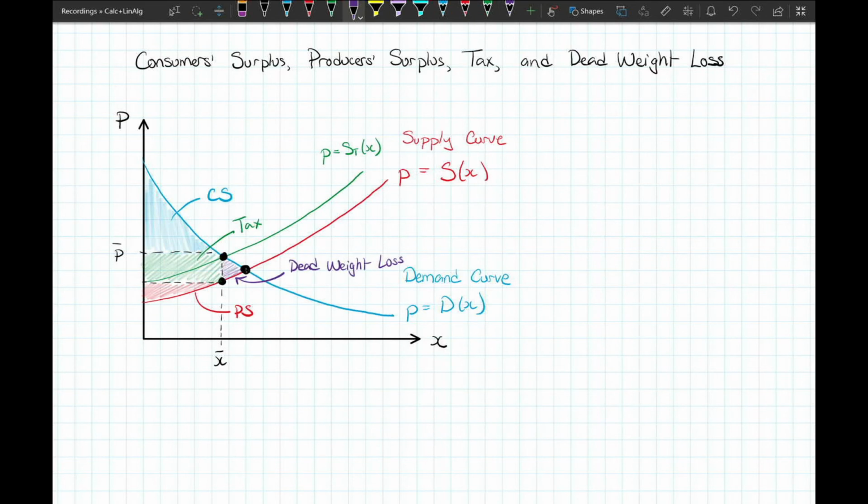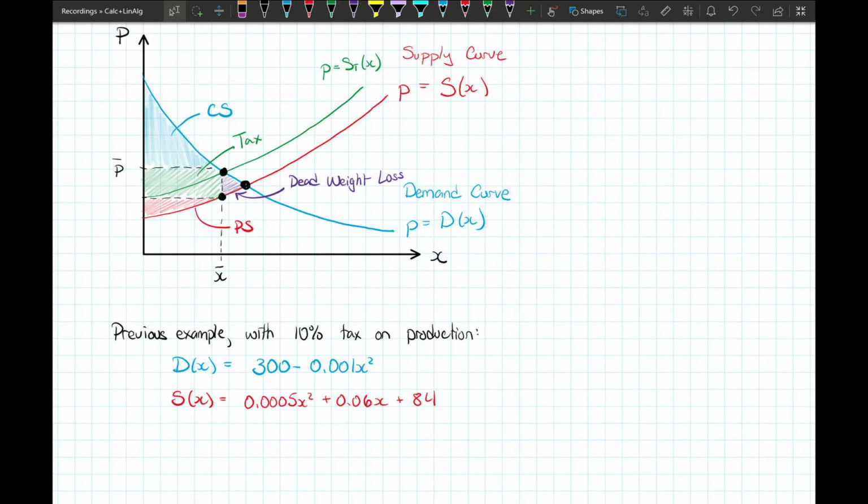Now, if we wanted to, we could take a look at that previous example and just imagine what's going to happen if we were to impose something like a 10% tax on the production of that product. Now, part of the good news is that the demand curve and the supply curve don't change at all. However, we do have to calculate a brand new curve, which is the supply curve plus 10% tax. That can easily be done by taking all of the terms of the supply curve and multiplying them by 1.10. Multiplying 0.005 by 1.1, 0.06 by 1.1, and 84 by 1.1 will get the coefficients of our supply curve with tax.